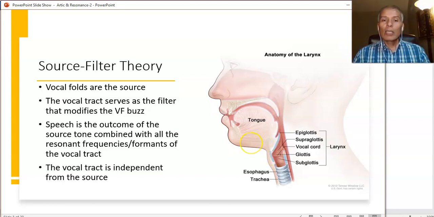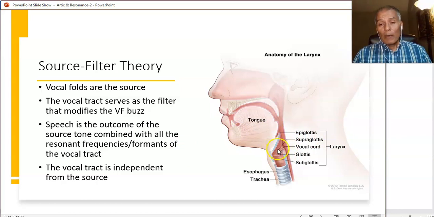What makes your voice print is the vocal tract. It is the filter. So that buzz, that fundamental frequency, once it is released from the vocal folds, is going to travel along the vocal tract. And as it is traveling, it is going to be modified. It will be filtered out. It will not be exactly the same as what the vocal folds make.